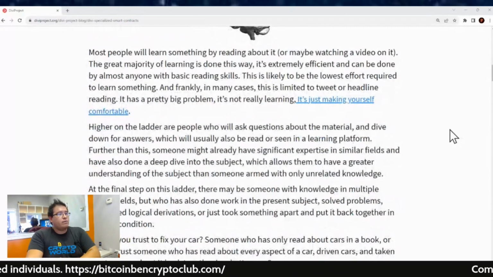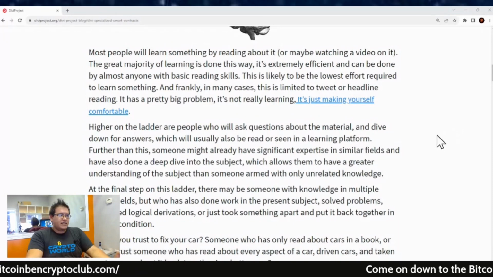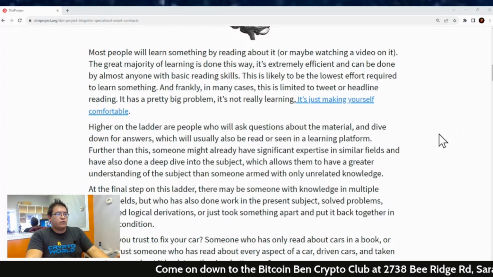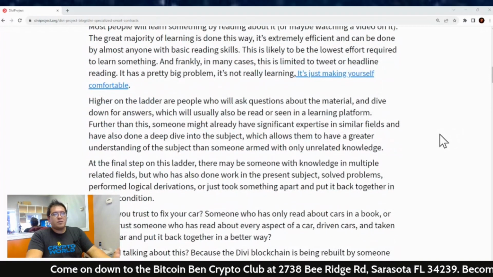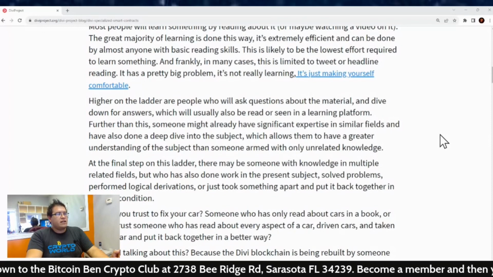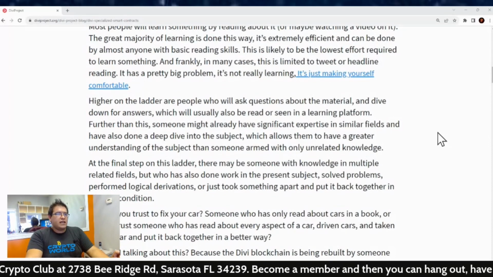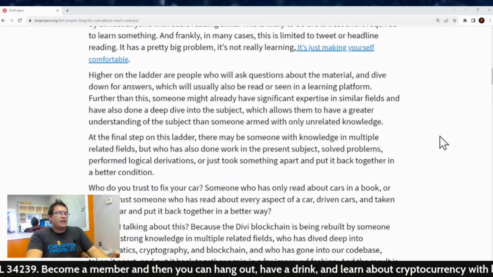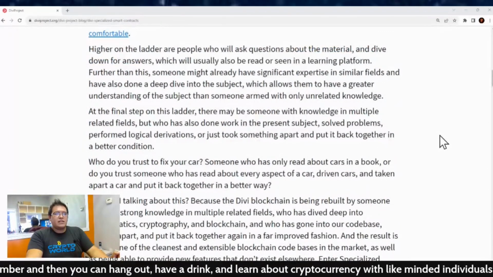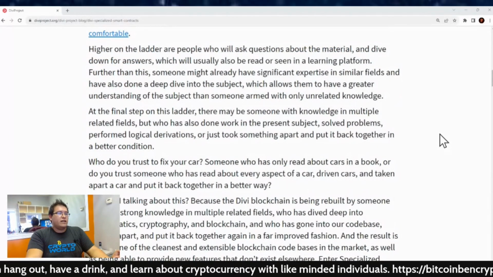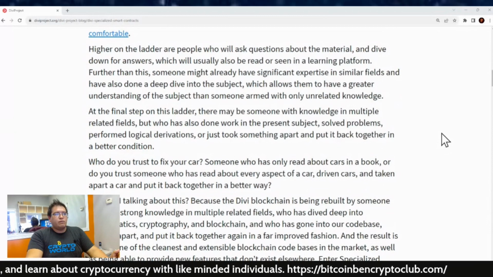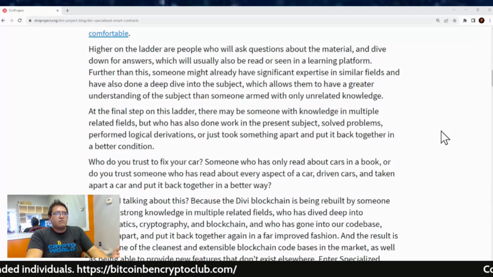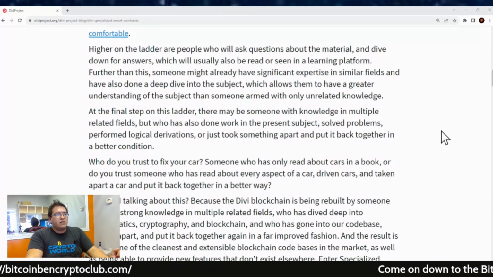Now, higher on the ladder are people who will ask questions about the material and dive down for answers, which will usually also be read or seen in a learning platform. Further than this, someone might already have significant expertise in a similar field and have also done a deep dive into the subject, which allows them to have a greater understanding of the subject than someone armed with only unrelated knowledge. And at the final step on this ladder, there may be someone with knowledge in multiple related fields, but who also done work in the present subject, solved problems, performed logical derivatives, or just took something apart and put it back together in a better condition.